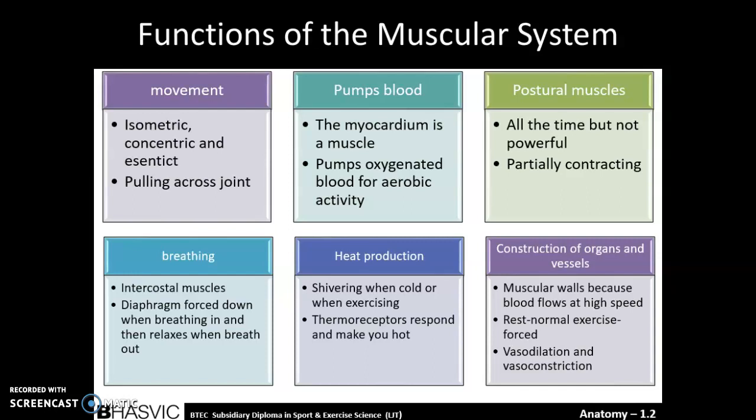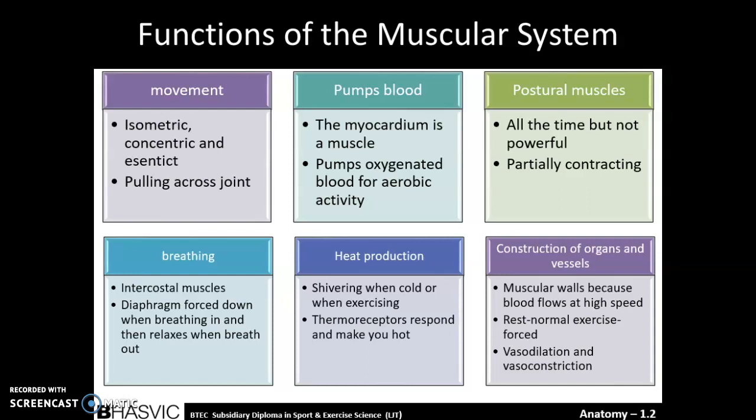Postural muscles are muscles that are always partially contracting. They are not powerful muscles, however they allow for stability and posture when sitting still.